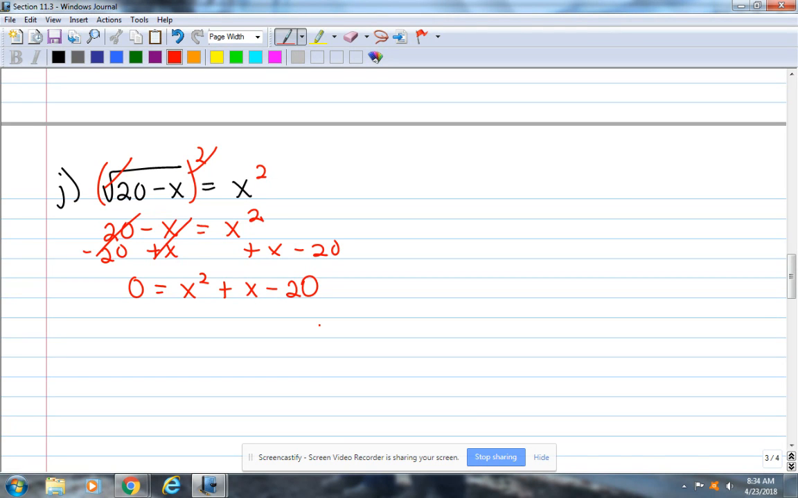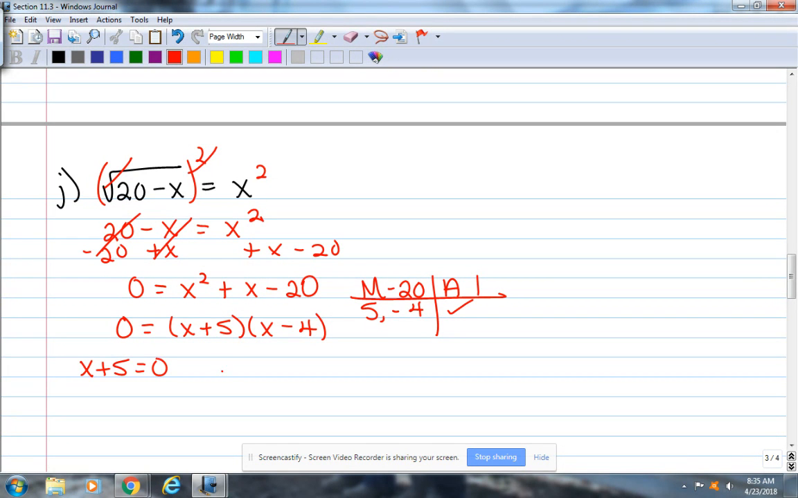All right, so we make a table. We want two numbers that multiply to get what number? And add to get what number? 1. What numbers do that? 5 and negative 4. Very good. Is this a short one or a long one, though? Short way. So, parentheses, x plus 5 times x minus 4. So then what do we do? Set my factors equal to 0. So x plus 5 equals 0 and x minus 4 equals 0.